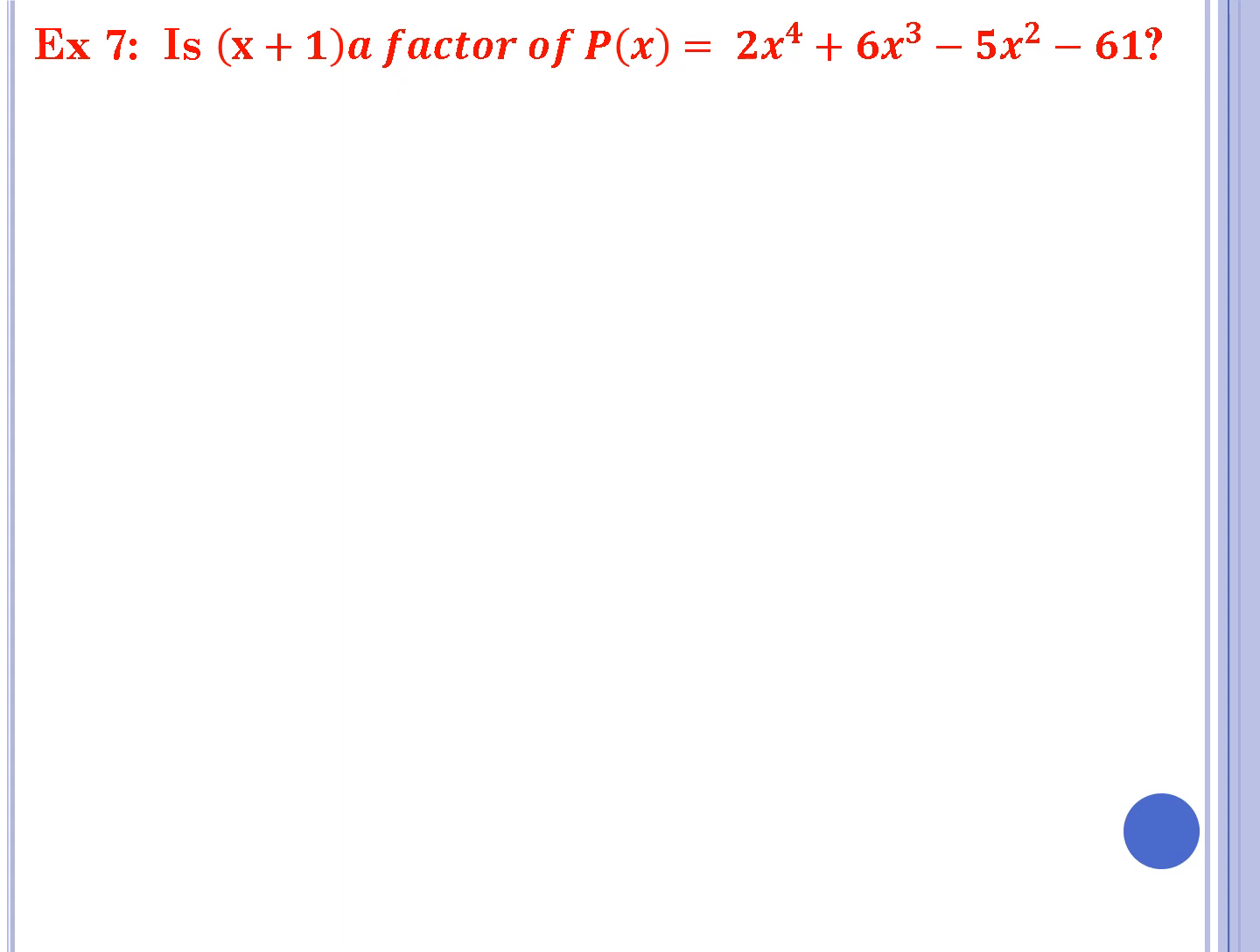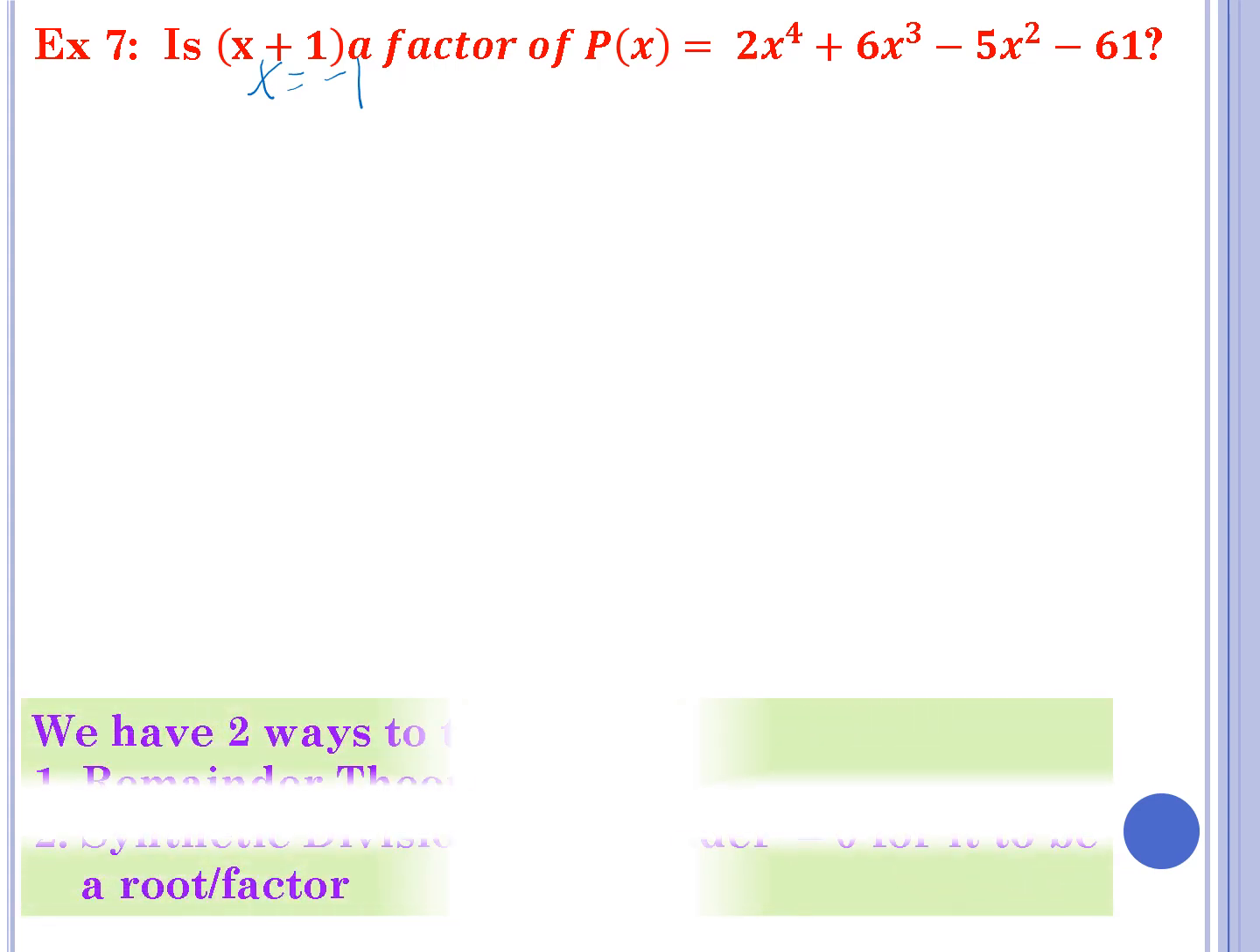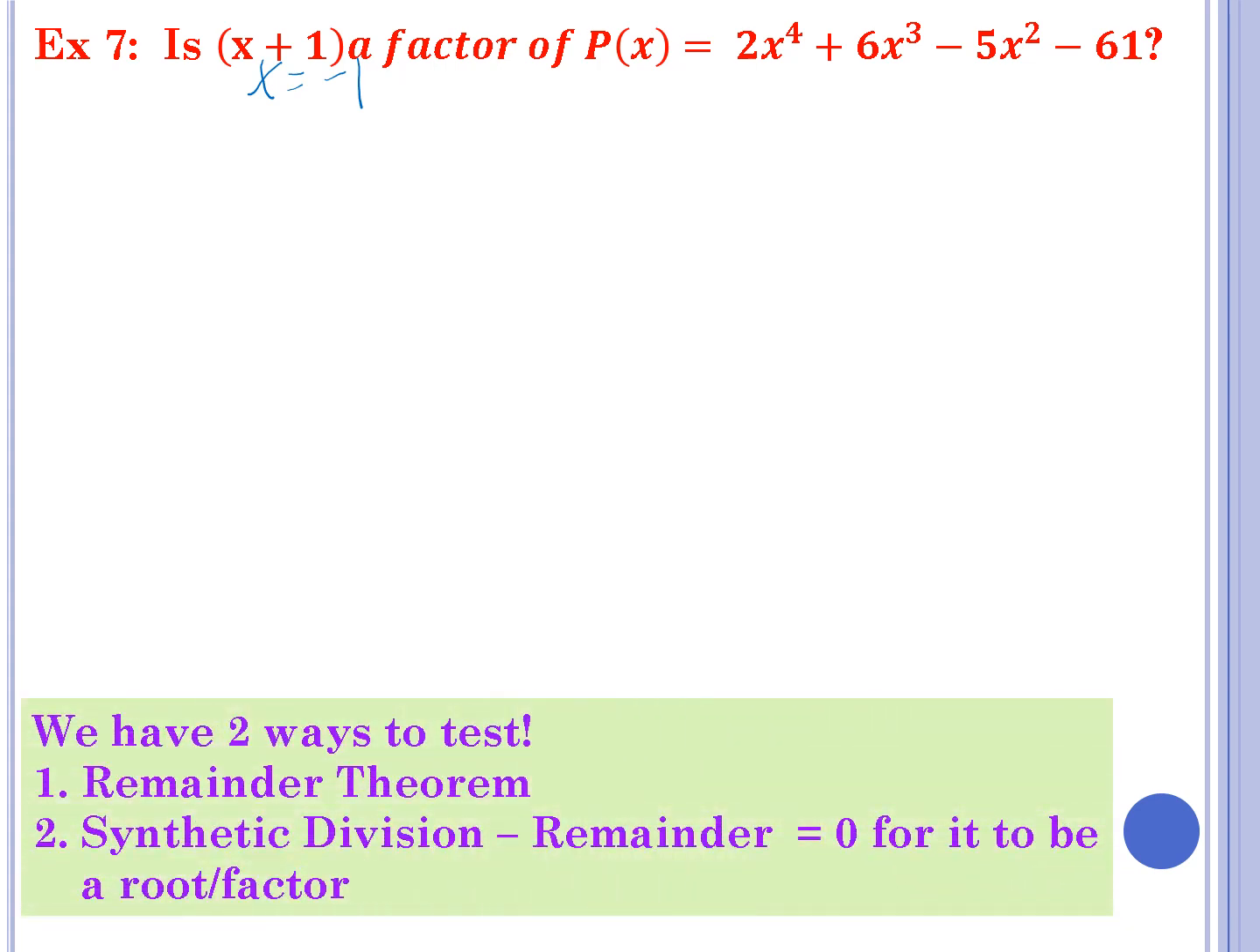So I take x plus 1, set it equal to 0, and I get x equals -1. So if x plus 1 is a factor, that means -1 is going to be a root. So I'm going to take -1 and test it. The first way, I'm going to do the remainder theorem, because like I said, they don't want to know the quotient. They just want to know, is it a factor?